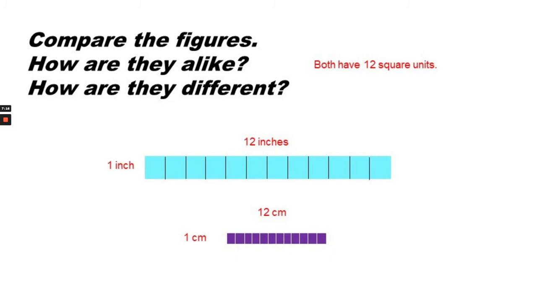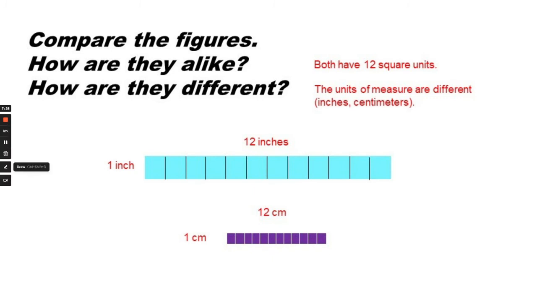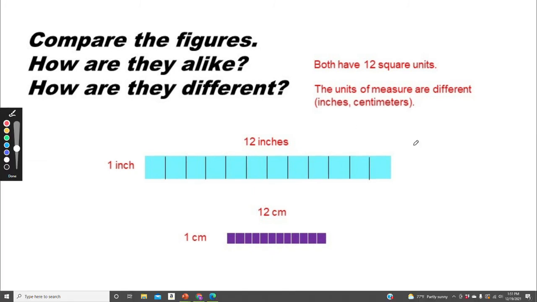How are the figures different? The units of measure are different. The blue strip is in inches. So we can say it has an area of 12 square inches. And the purple strip is in centimeters, so we can say it has an area of 12 square centimeters.